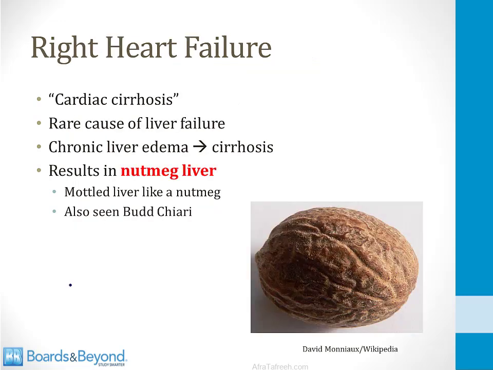If you have right heart failure, you can develop cirrhosis of the liver, and the reason is because blood will back up from the right ventricle to the right atrium into the inferior vena cava, and then that blood will swell the liver, and if left untreated, that can result in cirrhosis, which is often called cardiac cirrhosis. This is a rare cause of liver failure that, as I said before, results from chronic liver edema. It characteristically makes the liver look like a nutmeg. This is a picture of a nutmeg on the screen here.